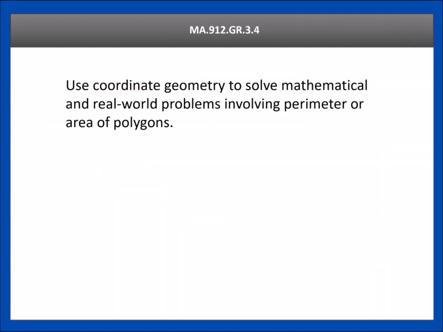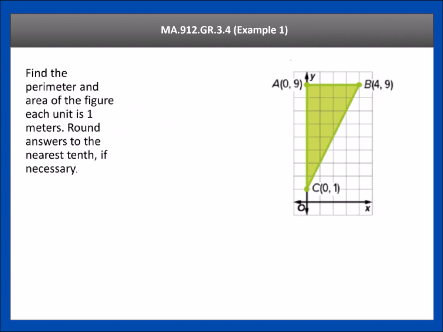All right. So let's look at the next benchmark. Use coordinate geometry to solve mathematical and real-world problems involving perimeter and area of polygons. Find the perimeter and area of the figure. Each unit is 1 meter. Round answers to the nearest tenth if necessary.